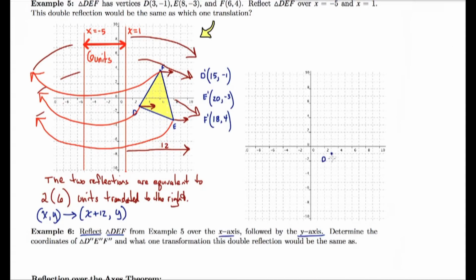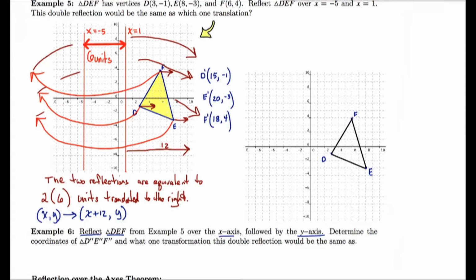So in example 6, we're going to use the same triangle DEF, but we're going to reflect it over the x-axis followed by the y-axis. So in this case, these two lines aren't parallel. In fact, they're perpendicular to each other. So let's first do the x-axis.